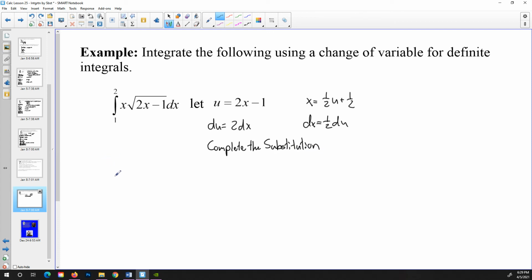In the same way that we did before. So it's the integral. The x becomes 1/2 u plus 1/2 times u to the 1/2 power. And then we have times 1/2 du for that substitution, just like we did in the previous example. But here I have to change the limits of integration.